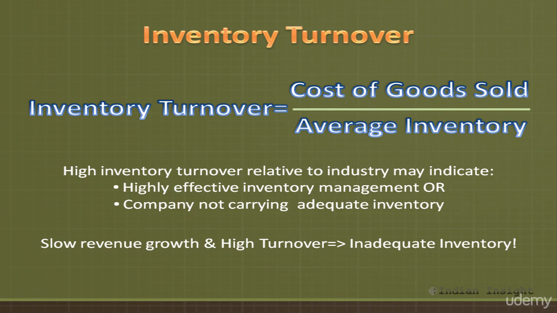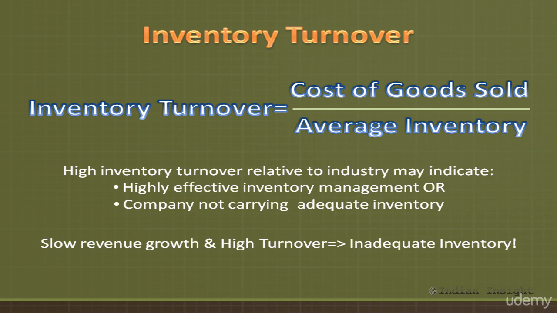A high ratio value relative to the industry might indicate a highly effective inventory management. Alternatively, it could also indicate that the company is not carrying adequate inventory, so inventory shortage might be potentially hurting its revenues. To assess which explanation is more likely, the analyst should compare the company's revenue growth with that of the industry. Slower growth combined with higher inventory turnover could indicate inadequate inventory levels. However, revenue growth at or above industry level might indicate that higher turnover is a result of greater inventory management efficiency.